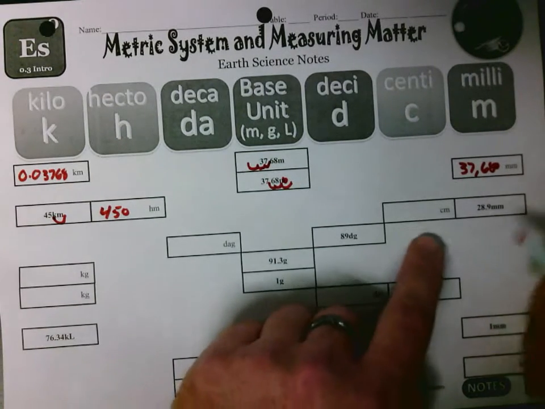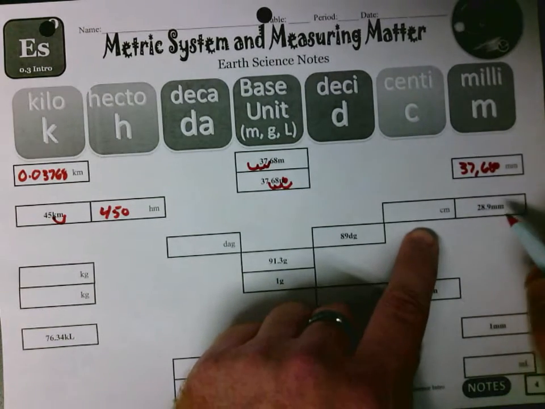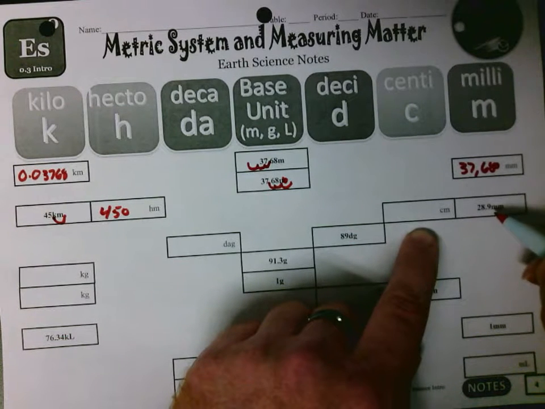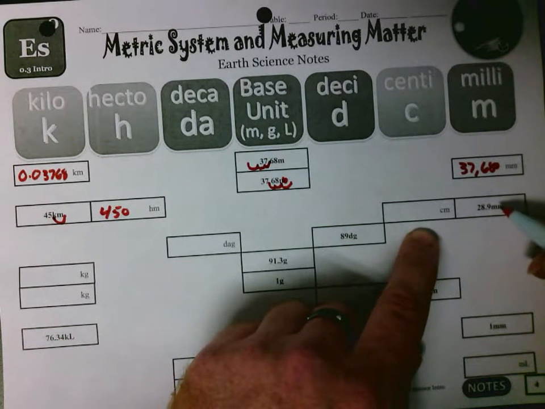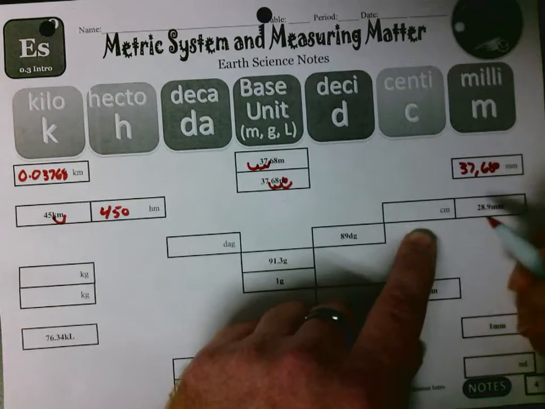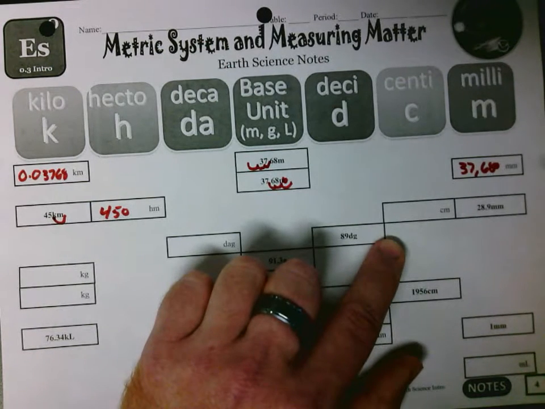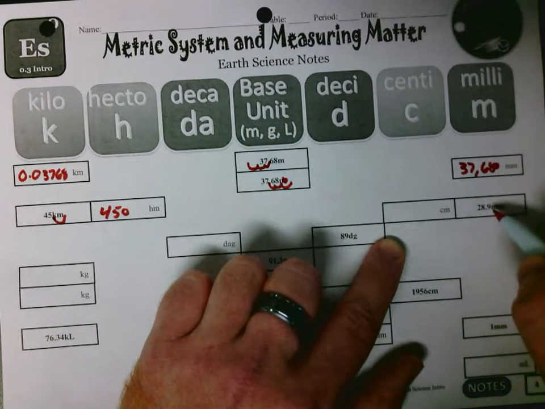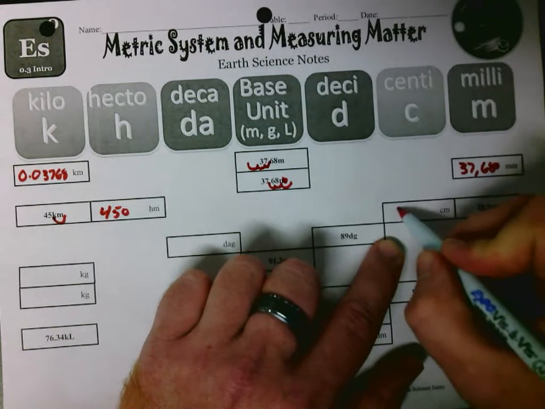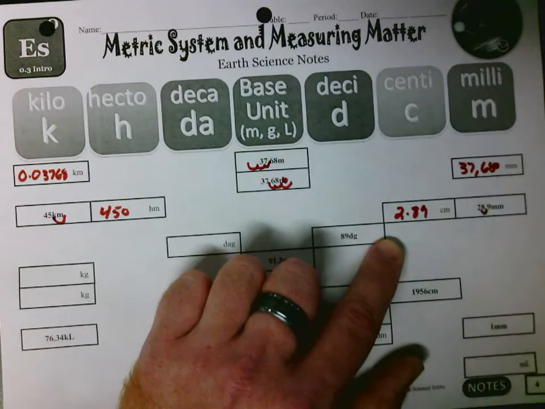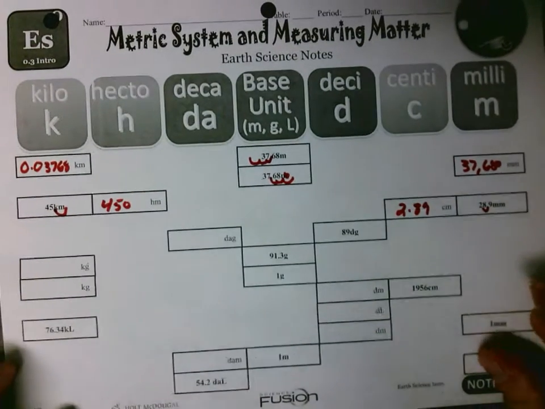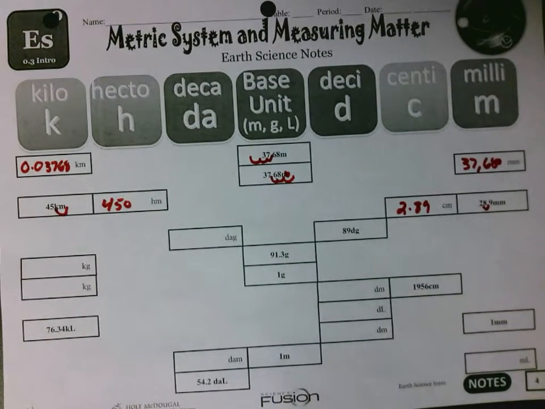In the last example that I'm going to do with you right now, we are dealing with 28.9, what's the unit? Millimeters, and I want to go to centimeters. How many places am I moving? 1. Which direction? To the left. So I end up with 2.89 centimeters. Good. And that's how you convert between your metric measurements.